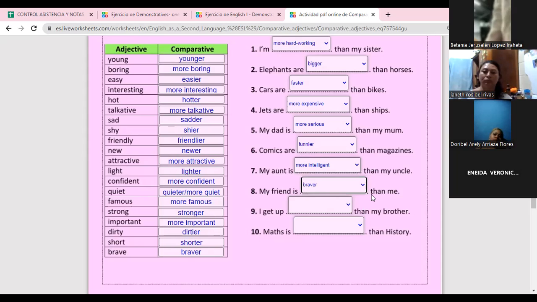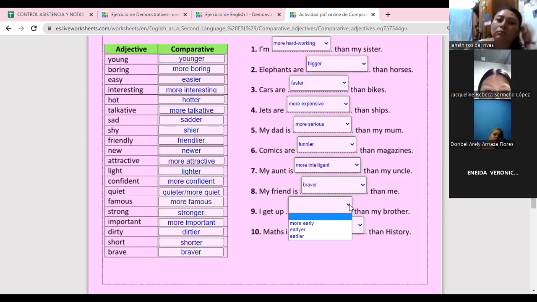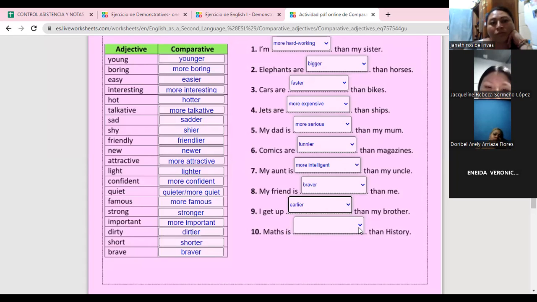And what is the meaning of brave? It's not bravo. Valiente. No van a pensar valiente. Que mi amigo es más bravo que yo. No, dice más valiente. My friend is braver than me. Okay? I get up more early than my brother. Earlier. The last one. Math is more difficulter or difficult than history?